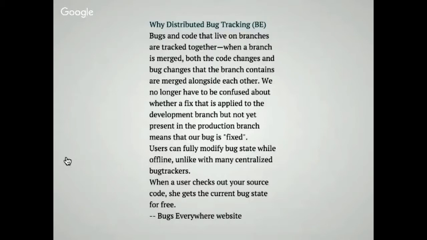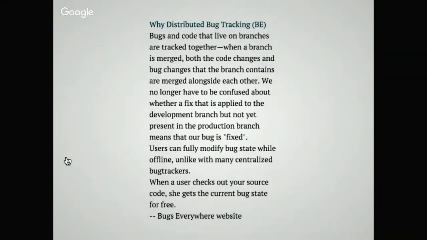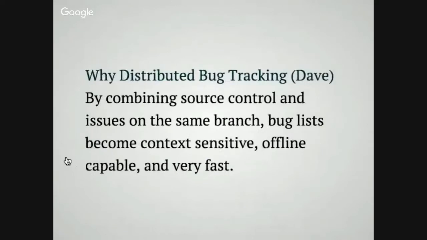Users can fully modify bug state while offline. That's a huge benefit, unlike with centralized trackers. And when a user checks out your source code, they get the current bug state for free. So that's a lot of words, and I agree with all that. And on top of that, I would add my own list of benefits. By combining source control and issues on the same branch, bug lists are context sensitive. They're offline capable, and it's way faster than doing things online.